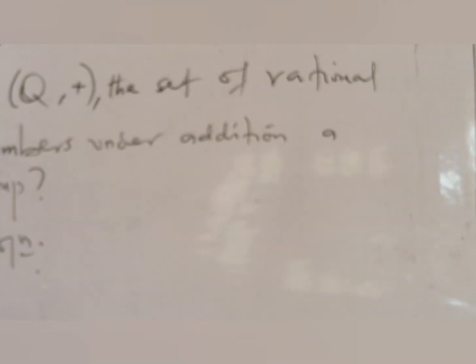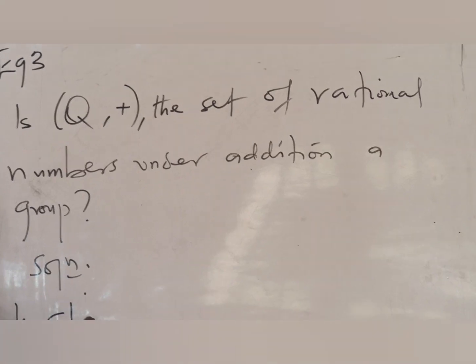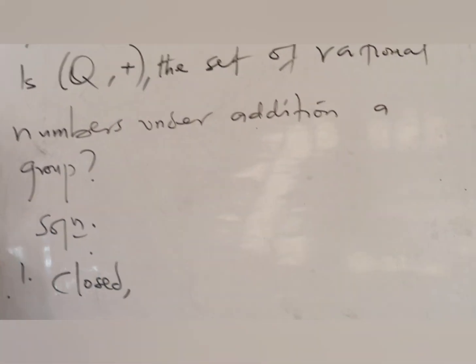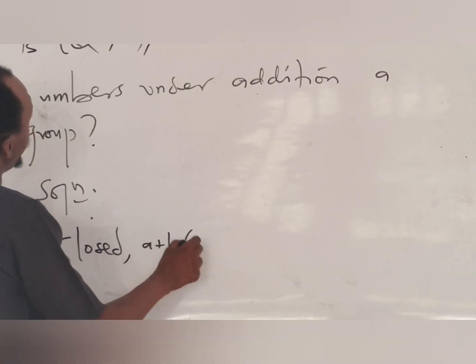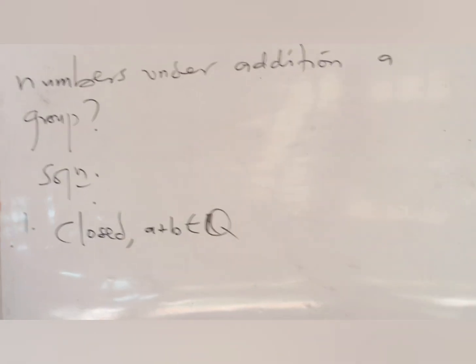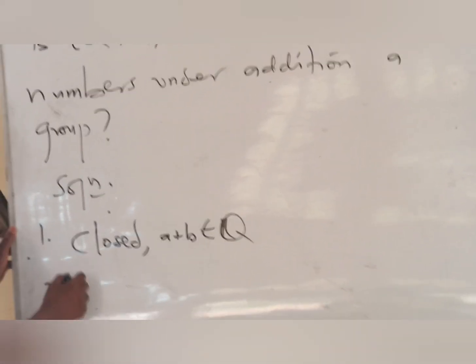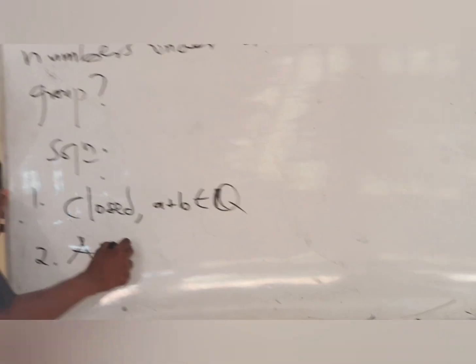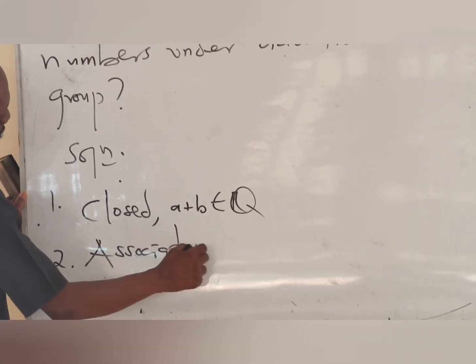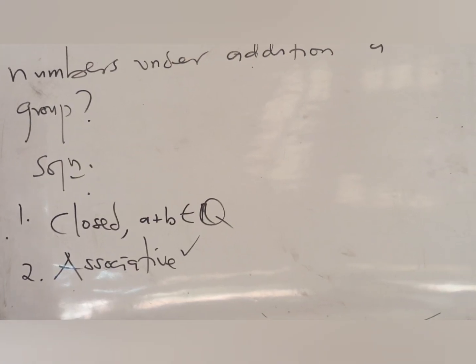One. Is it closed under addition? Yes. Pick any two rational numbers and add them. The result is a rational number. Is it true? Yes. Associativity. Yes, associativity. Move the parentheses with addition and you get the same thing.